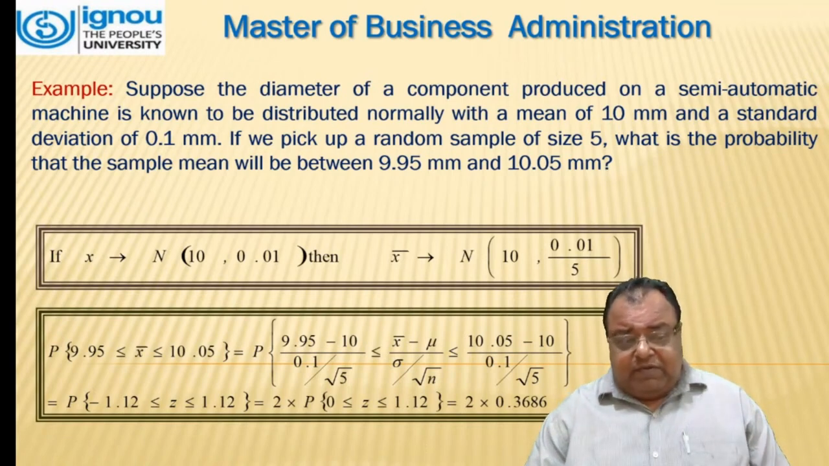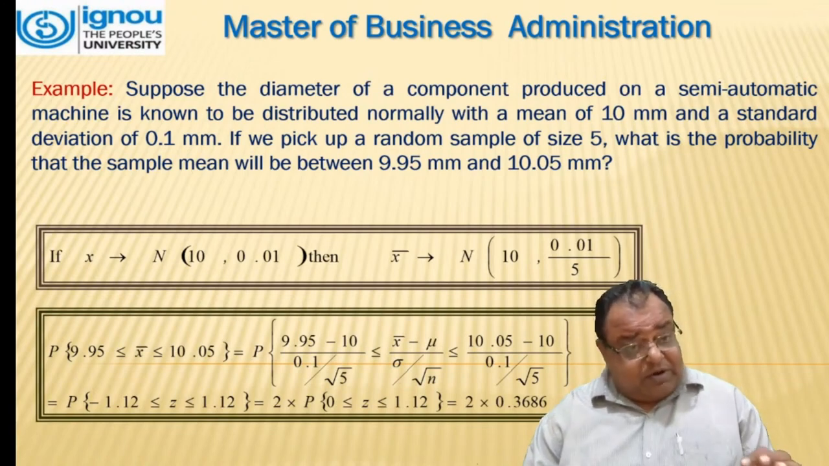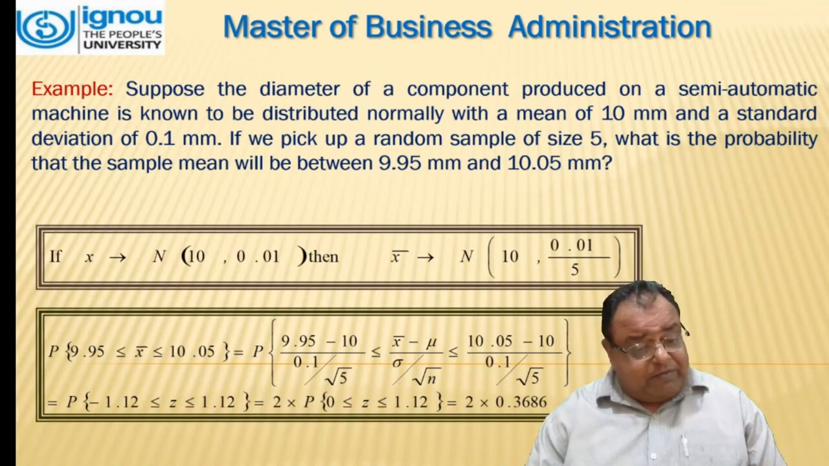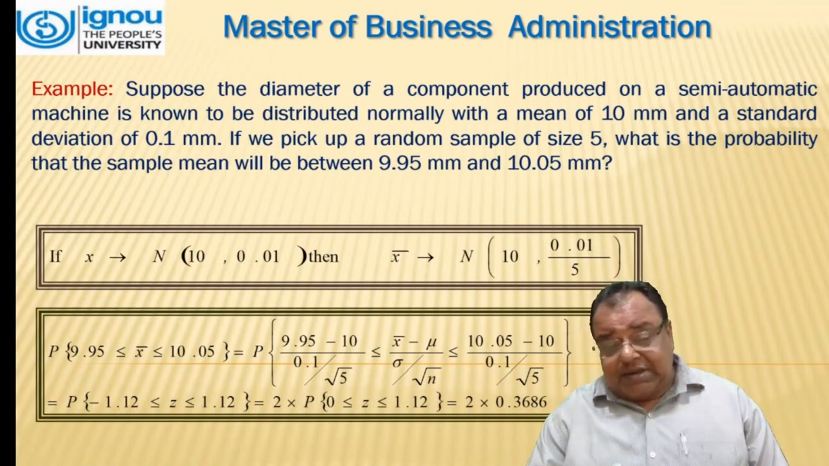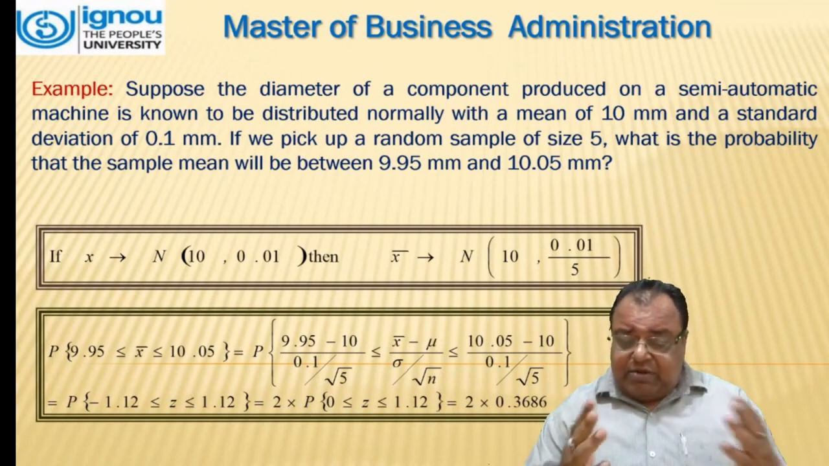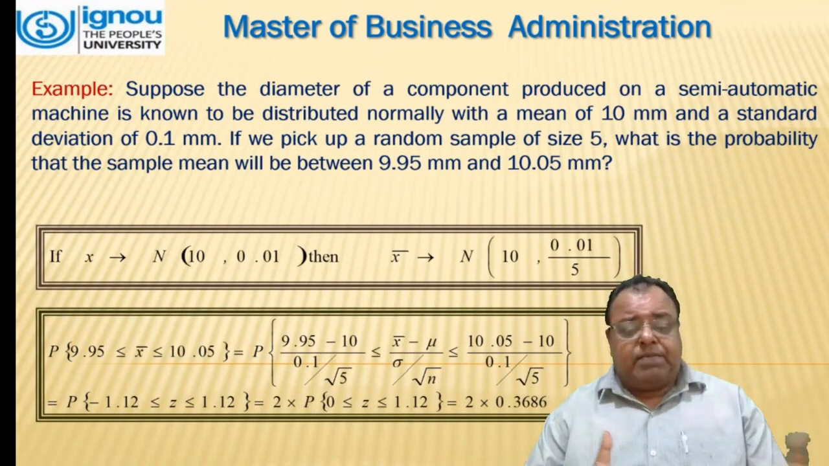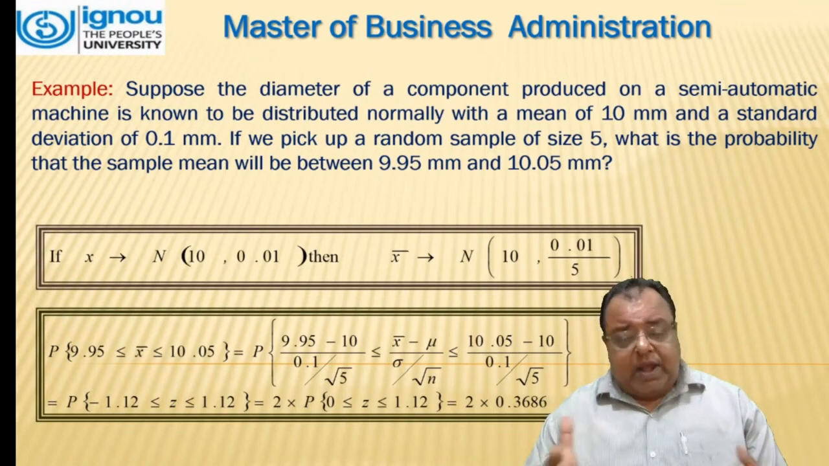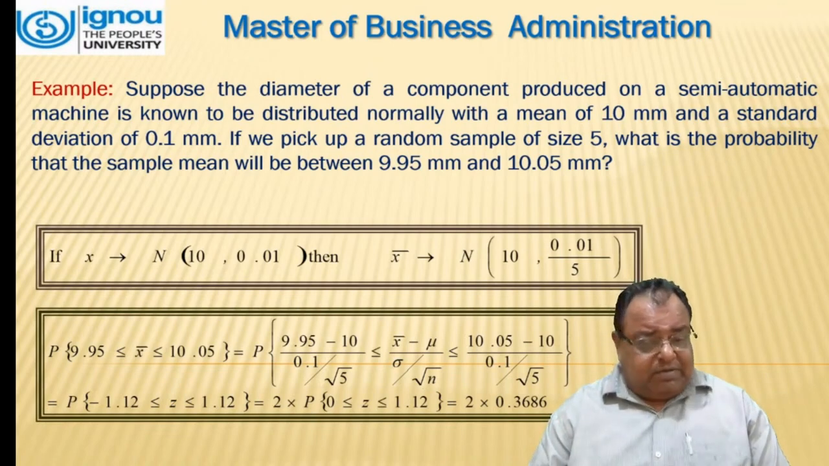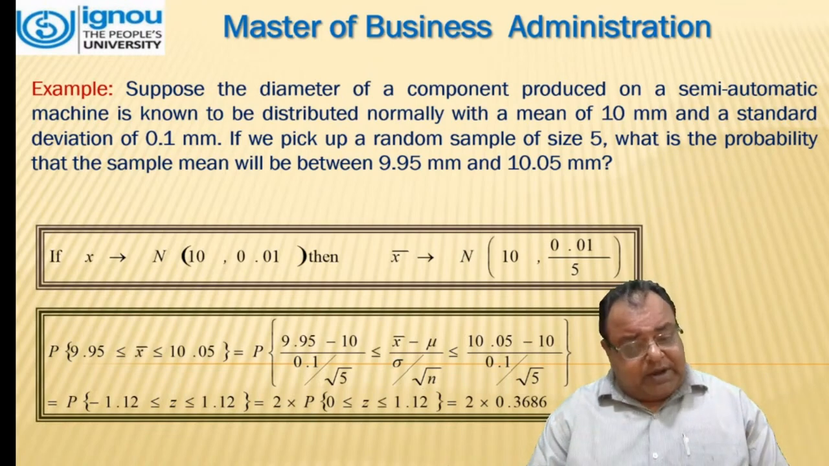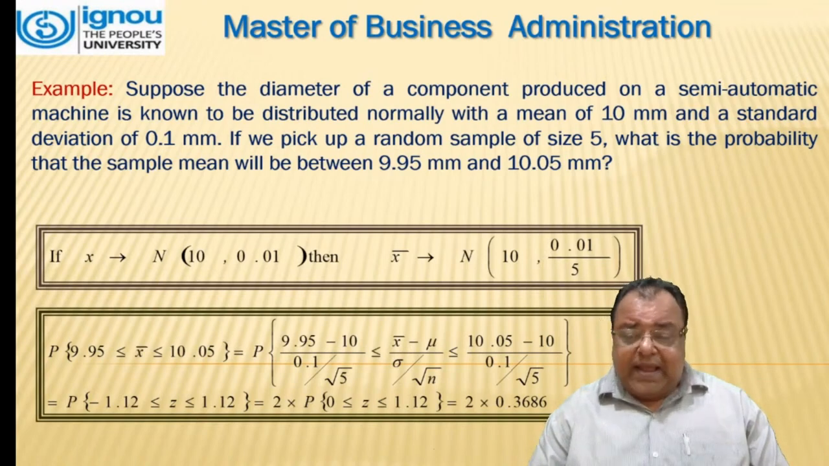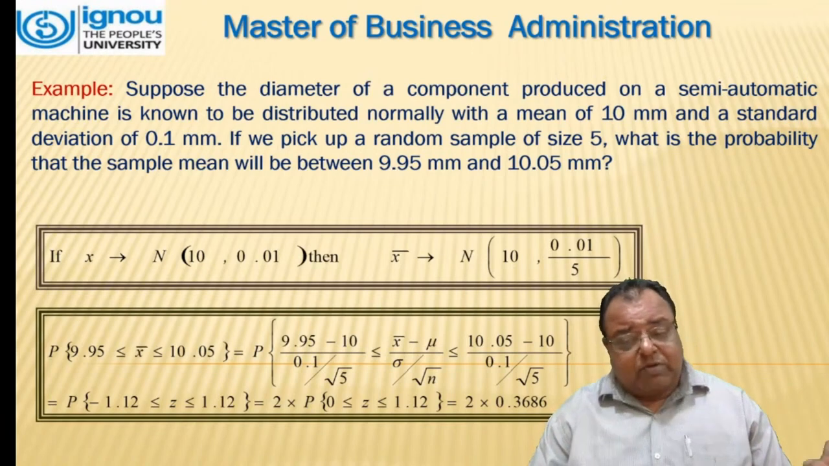After solving it, we will get −1.12 ≤ z ≤ 1.12. That means it has to be between −1.12 and +1.12. Since the values are the same, we will take the positive side and multiply the probability by 2. Now, referring to the normal distribution table, for z equal to 1.12, we get the value 0.3686. We will multiply this value by 2.